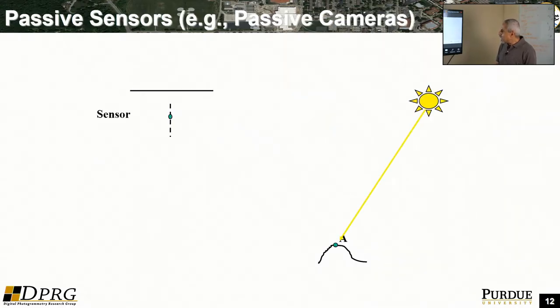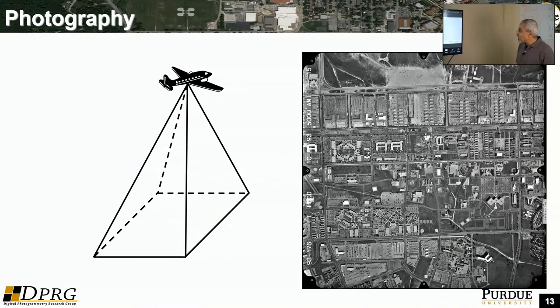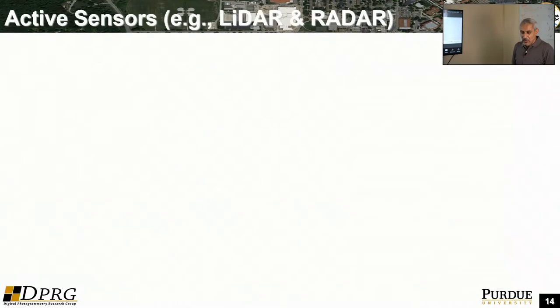So that's what we said here. A passive sensor, so for example here you have the light coming from the sun, the light goes to the object, and then it will be reflected back to the sensor, and the sensor just records the reflected energy. When you talk about active sensors, this is just an example of an aircraft system with a manned aircraft. Basically you fly over the area and you get an image of the object.